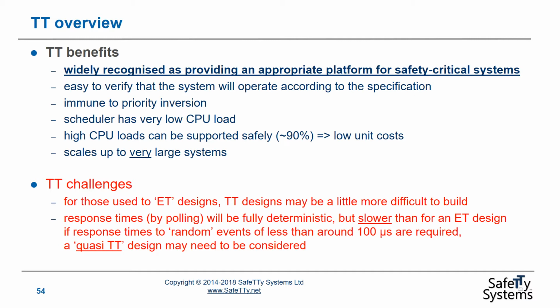The main technical challenge with a TT design, once people understand how to construct them, is that the response times, which are carried out by polling, will be fully deterministic, but inevitably these will be slower than for an ET design. So if you need response times to random events of less than around 100 microseconds, you probably won't be able to use a pure TT design, and you'll need to consider using a quasi-TT design instead.